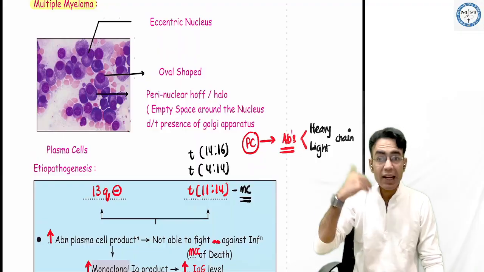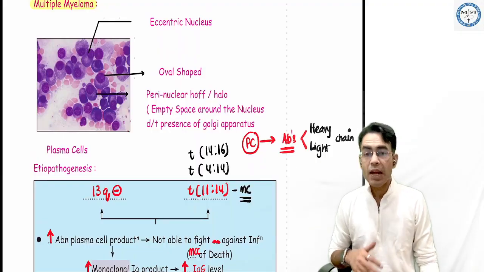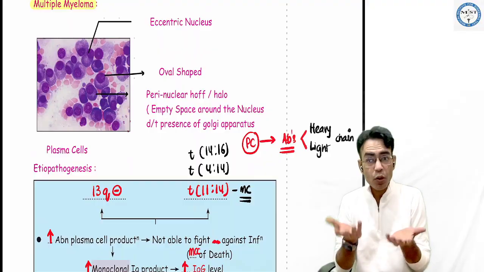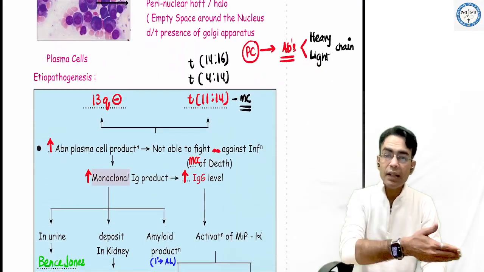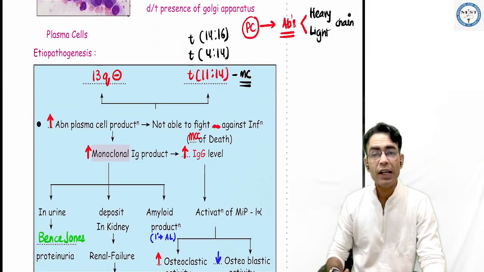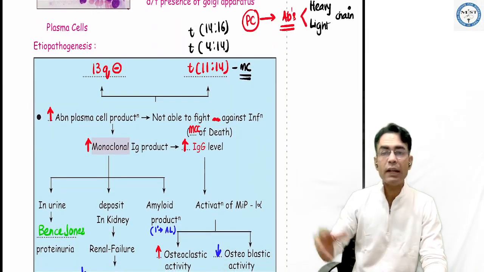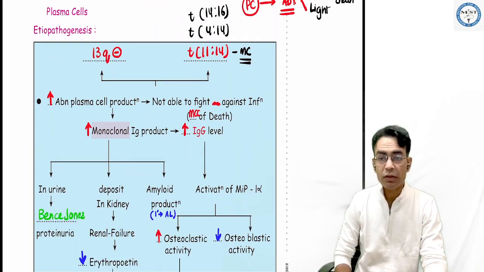So these antibodies are there, but they are not functioning properly because they do not have the heavy chain. Now, when these antibodies are more, they are proteins, right? These proteins can go to the kidney, can damage the kidney, and can be seen in the urine as Bence Jones proteinuria. When the kidney is damaged, the patient is not going to secrete EPO, the patient will have anemia, or AL type of amyloid will be seen. All this will be seen.